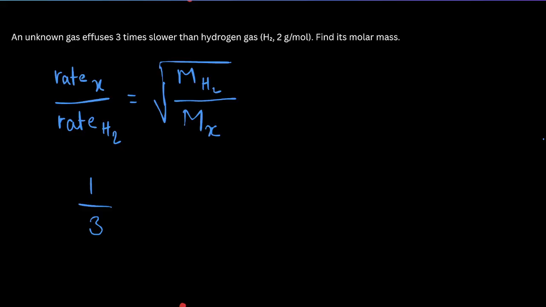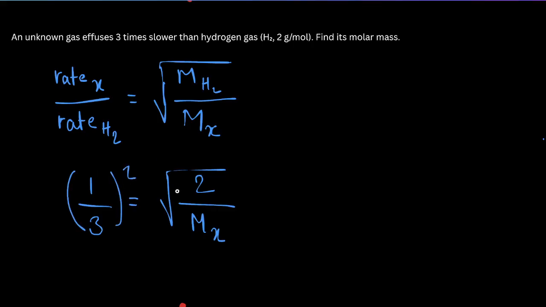So we have 1/3, or 1 over 3, is equal to the square root. We have our molar mass of hydrogen gas, that is 2, over the molar mass of our unknown gas. And so now what do we do? We're trying to solve for the molar mass. We can start by just squaring both sides in order to get rid of this square root, right?